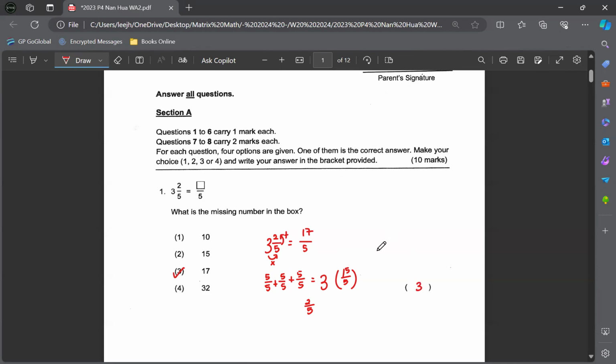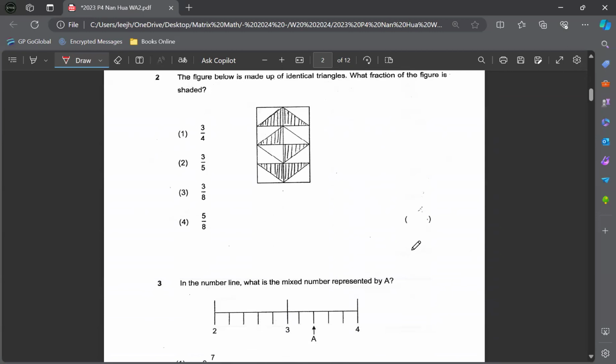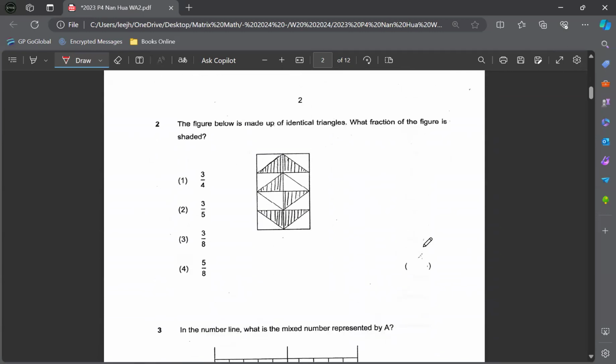Okay. Question number 2. The figure below is made up of identical triangles. What fraction of the figure is shaded? Okay, so you can see that everything is triangles. So how many are shaded? So if you count the shaded parts, it's actually 1, 2, 3, 4, 5, 6. So 6 over a total of 1, 2, 3, 4, 5, 6, 7, 8, 9, 10, 11, 12, 13, 14, 15, 16. So the denominator is always your total, okay?